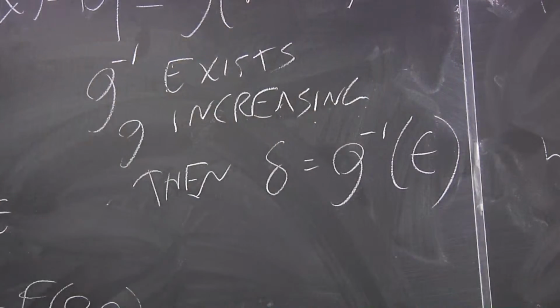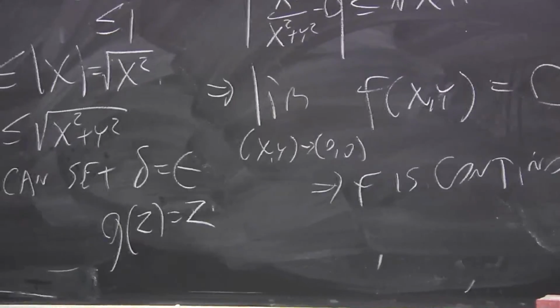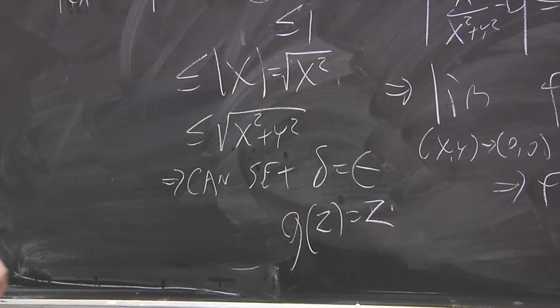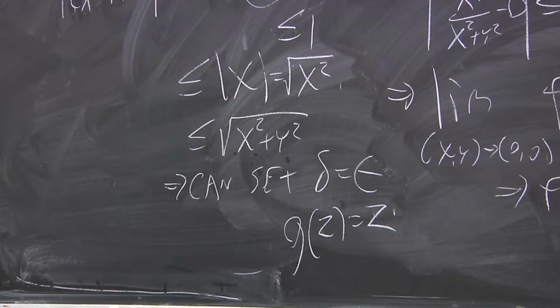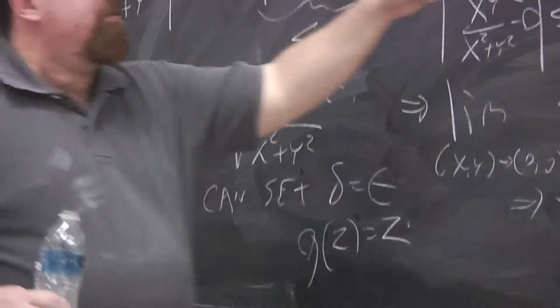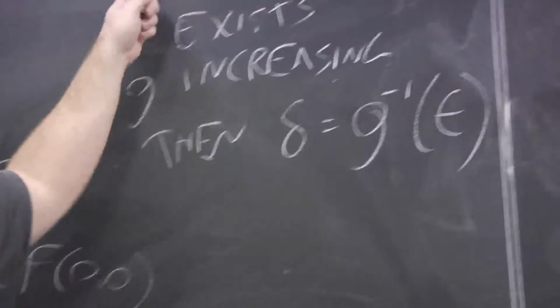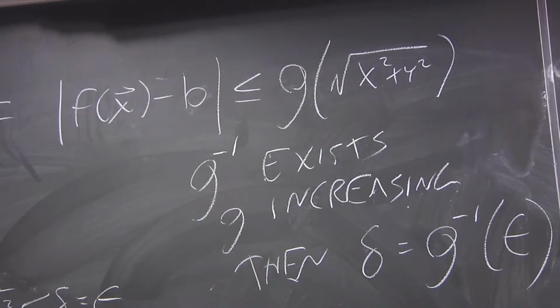So in the last example, g of z was actually equal to 4z, so our inverse function was z over 4. So we set delta to be epsilon over 4. So that's how you can choose delta in terms of epsilon to prove that the limit exists. The hard part is this part, where you try to relate the difference between function values to the distance between x, y, and the point you're approaching. If you establish a connection between those, then that's the key ingredient in establishing a limit.